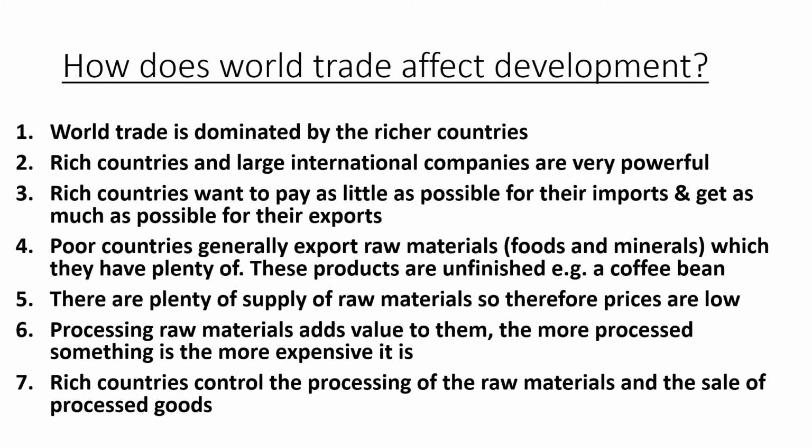Poor countries sell raw materials, so they don't get much money for them. But we sell finished products like phones, and we get thousands for them. And that's why rich countries develop and poor countries don't. So that takes me to the last point. Rich countries control the processing of the raw materials and the sale of the processed goods. So therefore, rich countries get richer and poor countries get poorer.